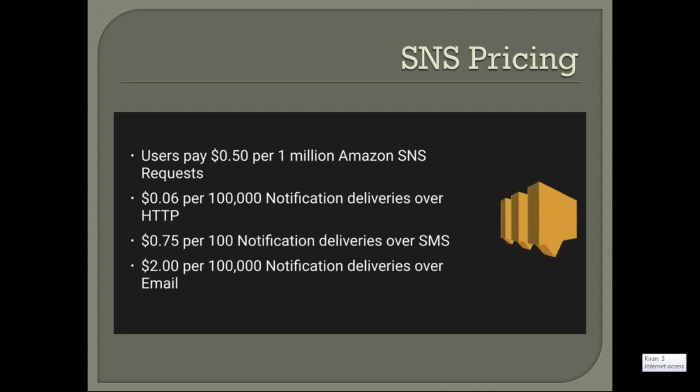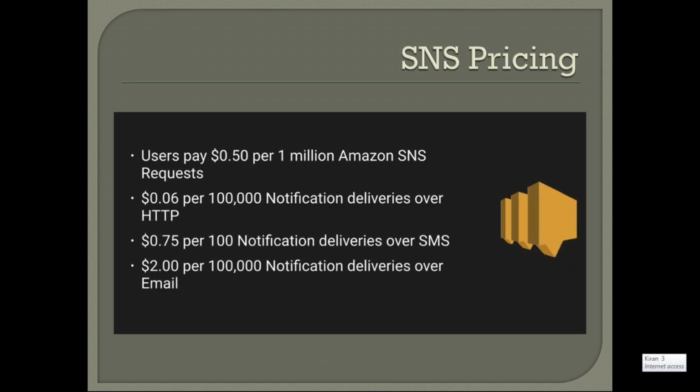So this is the pricing. As I said to you, what the users are going to pay for SNS requests. So users pay $0.50, that is 50 cents. So $1 they will say as $1. In Indian money, it will be around 70 rupees.